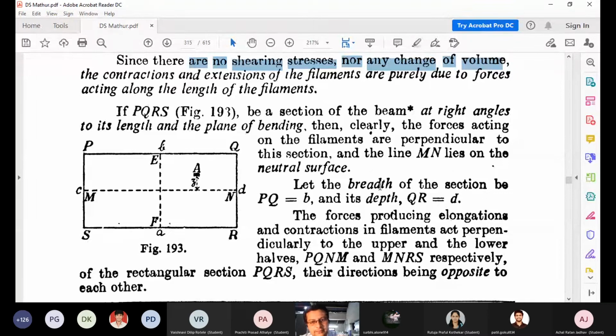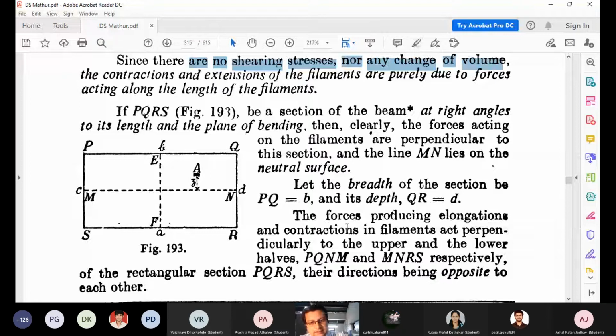So let the breadth of the section be, now you have PQ, which is defined as the breadth of this particular section, and QR is a small d. Which is like the depth, or we say you have a breadth and you have a depth, meaning like a thickness of it. So QR is a small d and PQ is a small b over here.